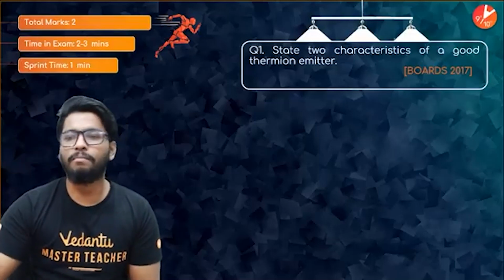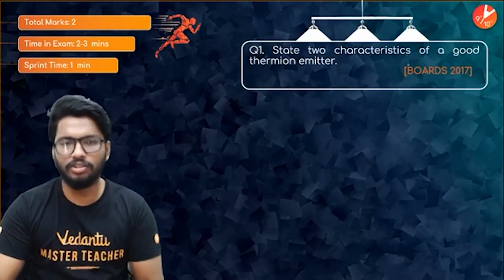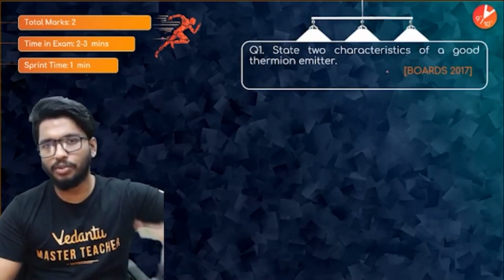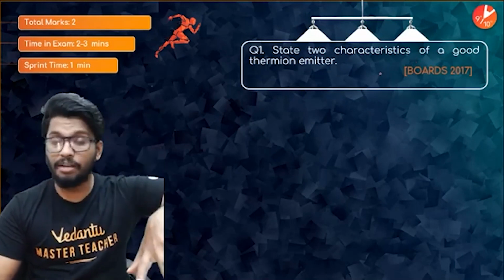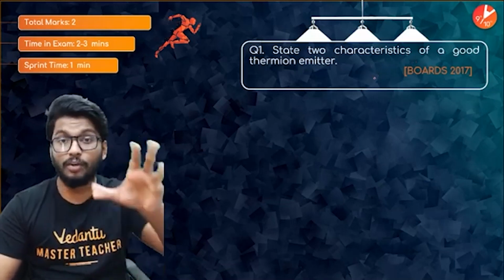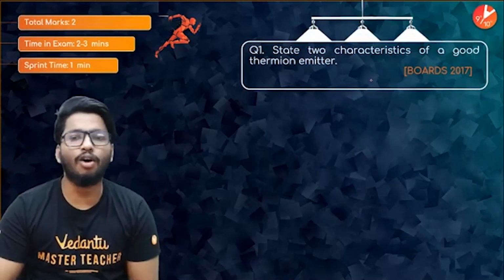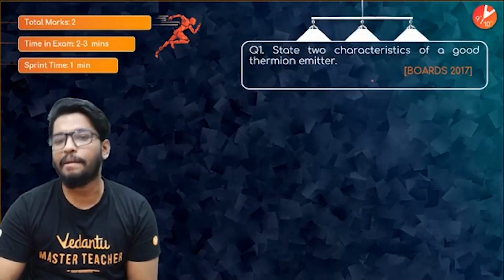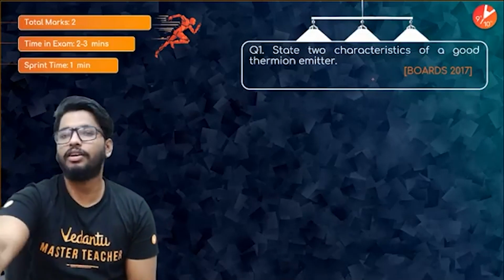So the first one is from the 2017 board exam. It is a 2-mark question, which you should spend 2 to 3 minutes on in your exams, but we'll try to do it in less than 1. The question is: state 2 characteristics of a good thermionic emitter.